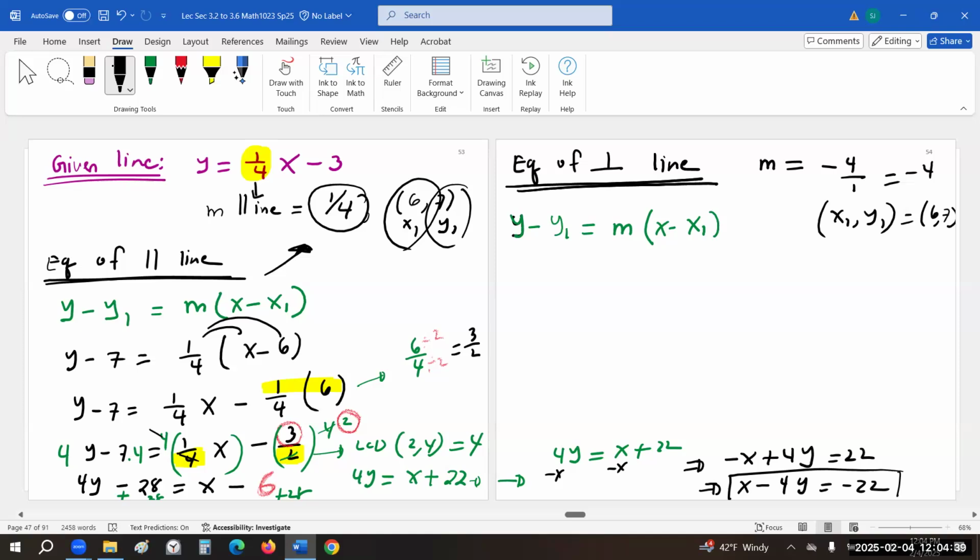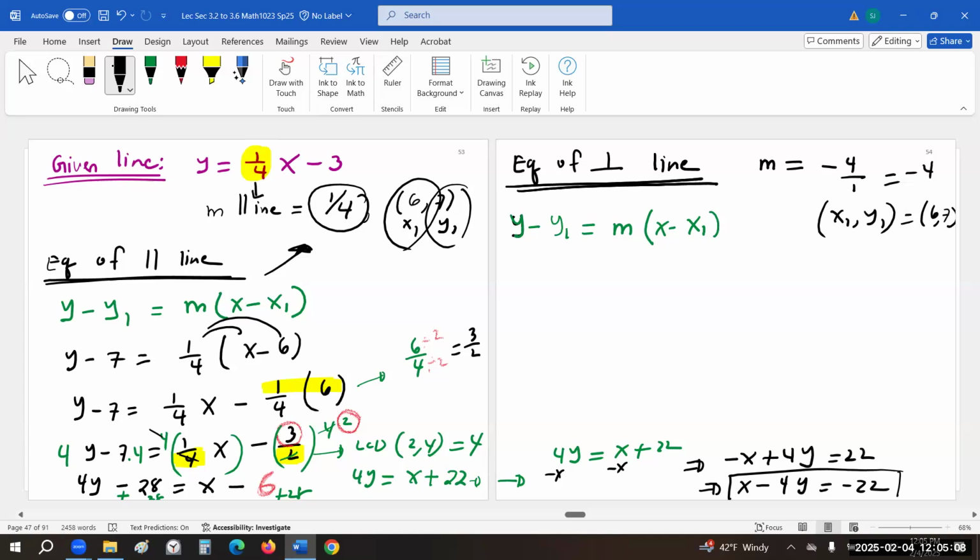So we have 4y equals x plus 22. We subtract x from both sides. So we get negative x plus 4y is 22. But we don't want to start our equation with negative x. So we change the sign for everything by multiplying by negative 1. So negative x times the negative 1 gives positive x, we are happy. We don't care about the 4y, it becomes negative 4y, and positive 22 becomes negative 22.